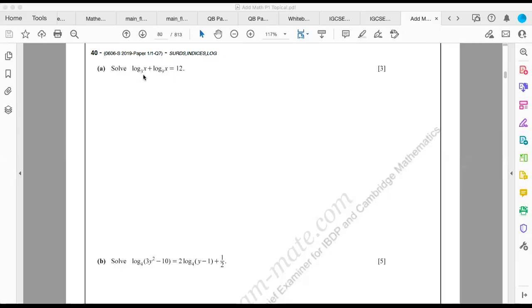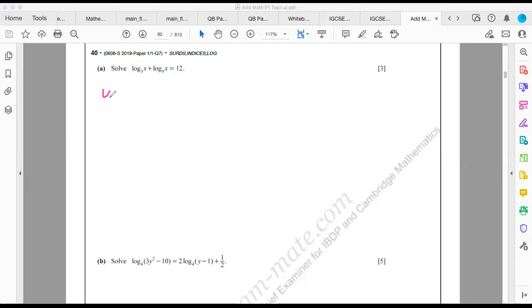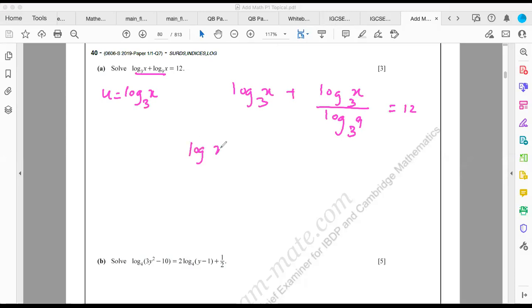So the first part is log x to the base 3. So if you have taken, let's say, u as log x to the base 3, obviously in this case you first change the base to 3, so it'll become log x to the base 3 plus log x to the base 3 upon log 9 to the base 3 equals to 12. So log x to the base 3, you take it as u, so it'll become u plus, and this is log 9 to the base 3, which is 2. So u plus u by 2 equals to 12.